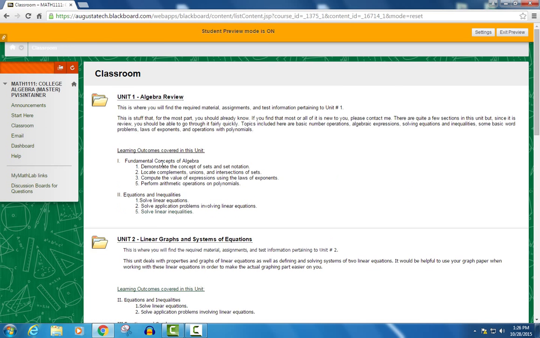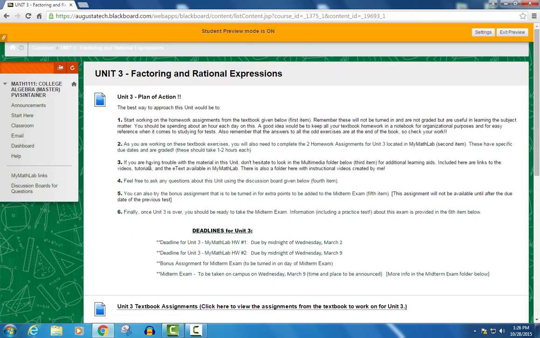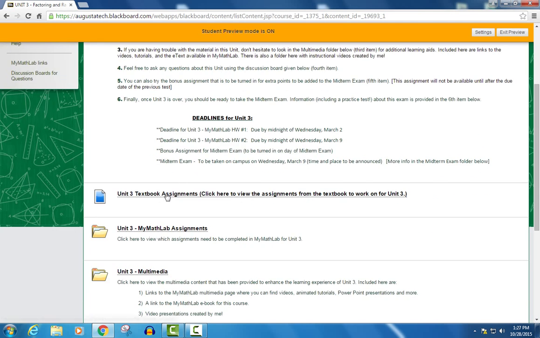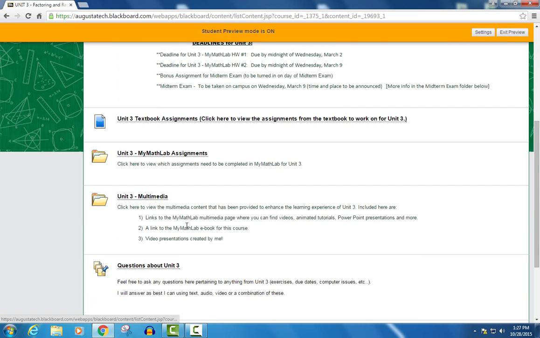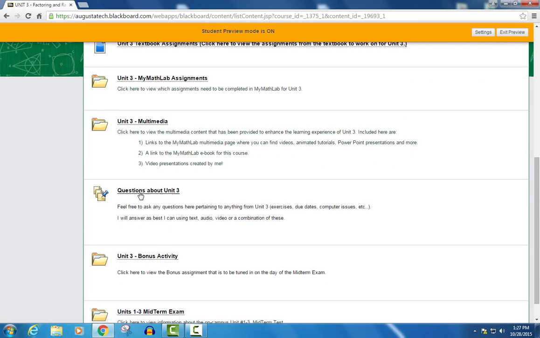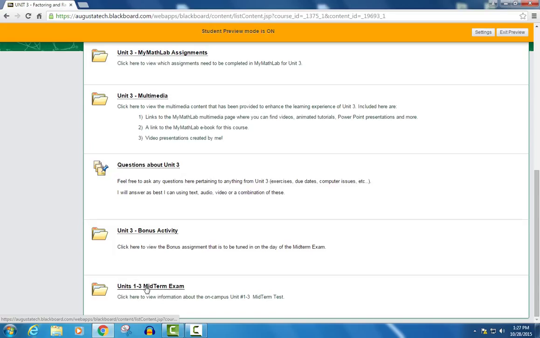But if you go to Unit 3, one of the exceptions here, Unit 3 still has a plan of action. There's textbook assignments, there's MyMathLab assignments, the multimedia folder, discussion board for asking questions, there's a bonus activity. But then the test folder talks about the midterm exam, which is actually going to be on campus, as is the final exam. And it talks about what day, what time. I may not give you the exact time of the day and the exact room number, but that should be something that'll be on the announcements page at least a couple weeks before the midterm and final exam.